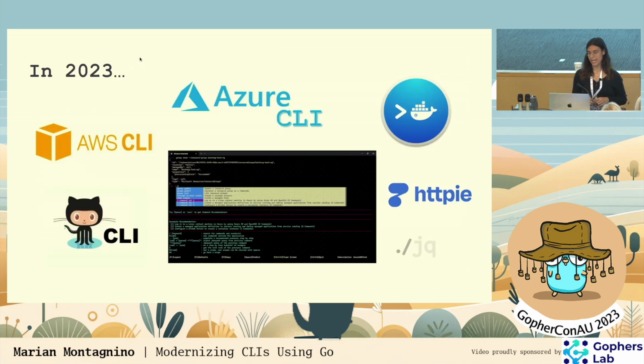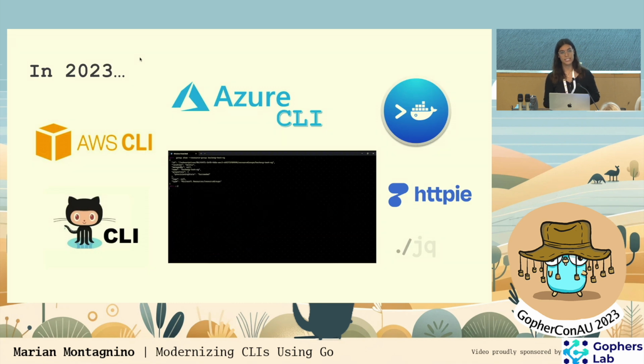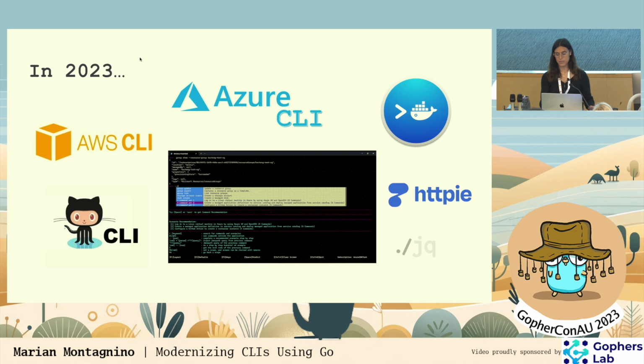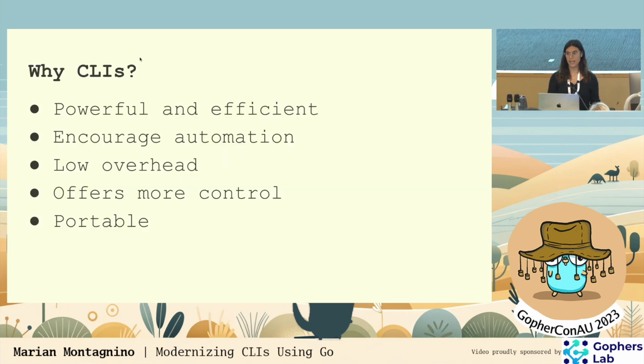We still use CLIs today, and they've become more powerful than ever, with engineers choosing to use them even more so than their graphical user counterparts. And they're often an additional offering next to a service's API. And why is that? Well, CLIs are favored for their efficiency and raw power, streamlining tasks and promoting automation. There's minimal overhead, so you're ensuring rapid execution, and they also grant users a higher degree of control. Moreover, their portability allows them to be run on diverse environments.